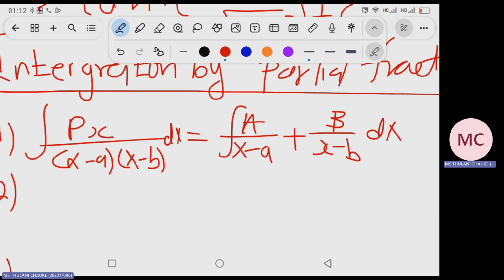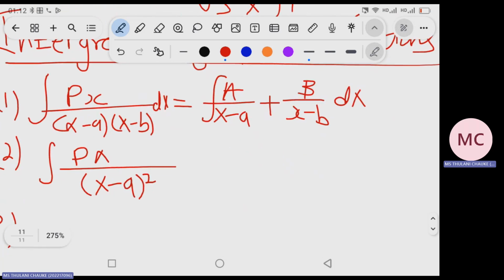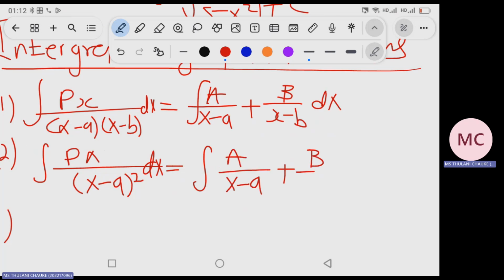The integral of that. Then if you are having the integral of px, let's say now you have got that polynomial, the square of a linear function. Then in order to integrate, you'll say the integral of a over x minus a plus b over x minus a all squared. And then you say dx there.